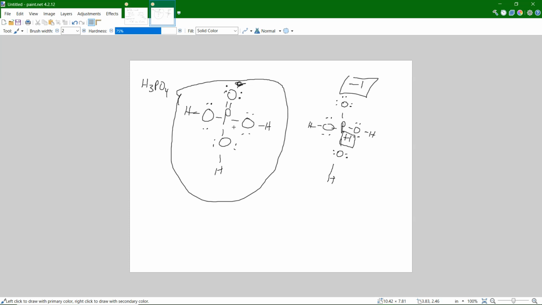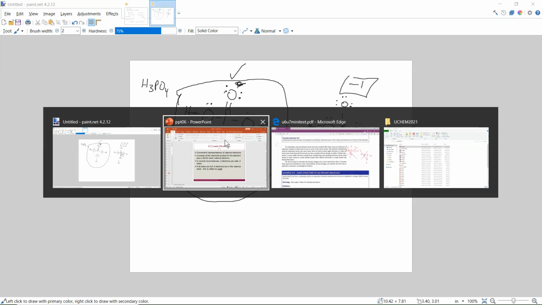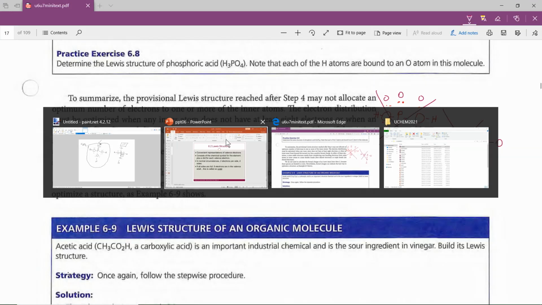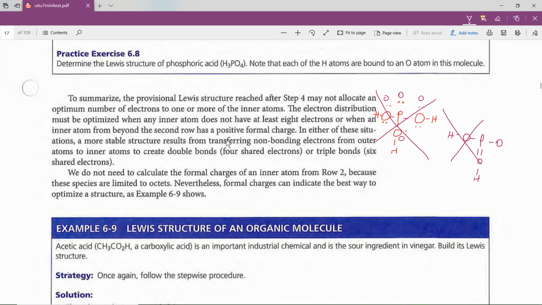So by expanding the octet, by having 10 electrons around the phosphorus, we have a better choice, a better representation of the molecule. Because really, this oxygen at the top is not the same as these other 3 oxygens. Once these 3 oxygens are bonded to a hydrogen, they are not equivalent to the oxygen at the top. Okay? So I'm glad we did that one. Let's go back and see. So that's phosphoric acid.